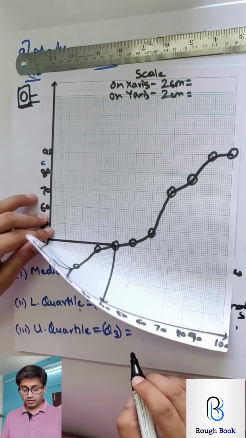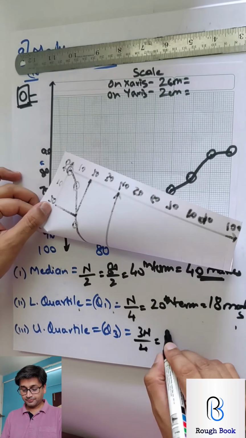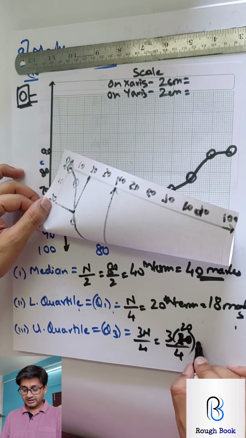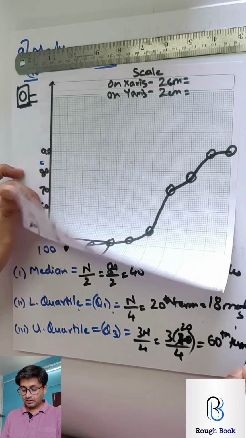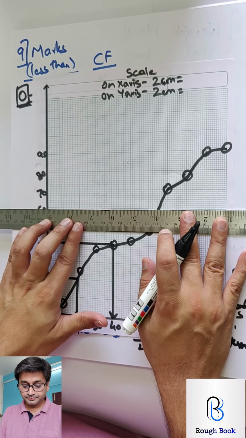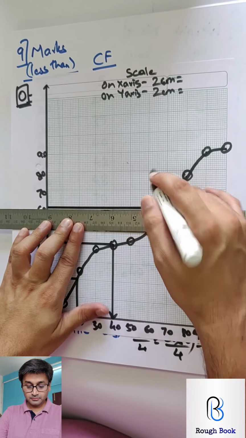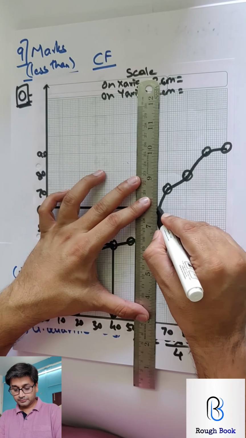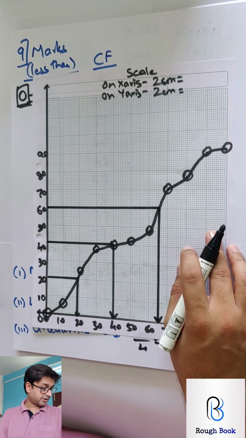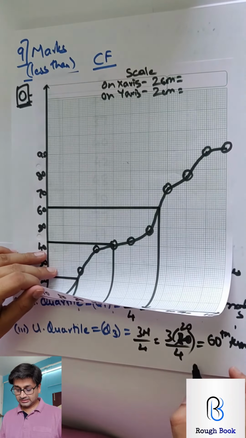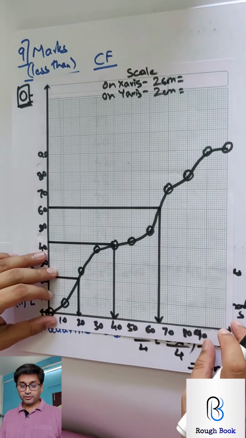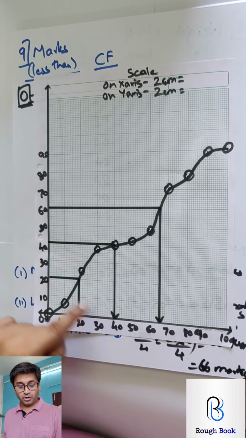And then the last one, upper quartile. So 3n by 4, 3 into 20 by 4, sorry, not 20, 80. So 20s are 60, so 60th term. So we'll have to draw the 60th number from here. So 60th term and plotting it down. So the accurate answer in this case, sum number 9 is 66 marks. Yeah. So if you notice, what we are doing is drawing the perpendicular.